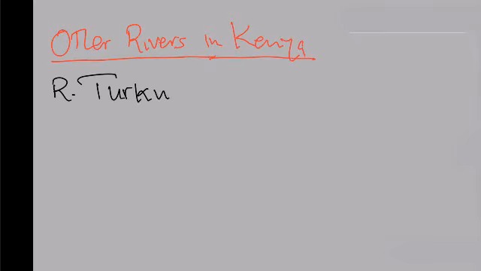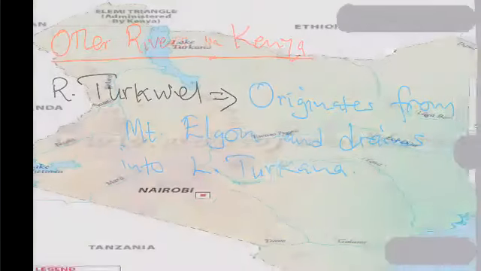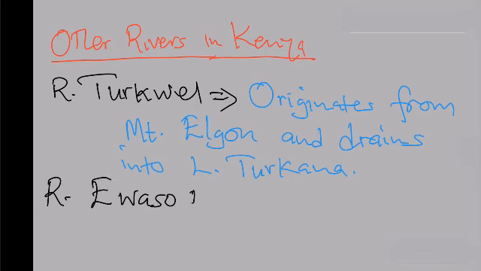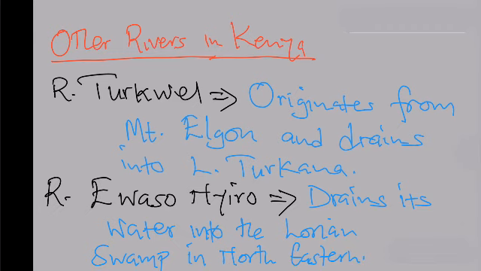other rivers which are worth mentioning, we have River Turkwell. River Turkwell drains its water into Lake Turkana, which is found in the northern part of Kenya. And we also have Ewaso Nyiro River. Now, Ewaso Nyiro River drains its water into the Lorian Swamp. Now, this is found in the northeastern part of Kenya. And so, as we said, we only look at the major rivers. Otherwise, we have several other minor rivers that are not captured here, but then they still exist.